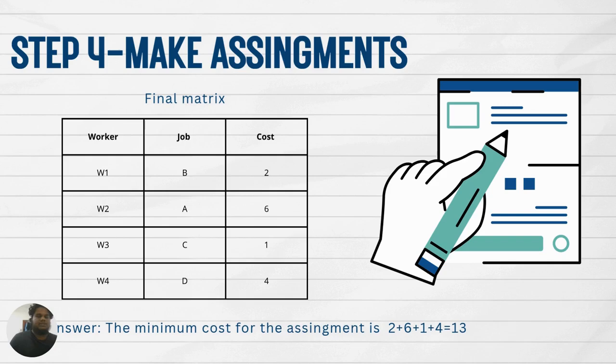After this, we have the final matrix with the workers assigned to their jobs, and we can finally calculate the minimum cost for the assignment, which is 2 plus 6 plus 1 plus 4 equals 13.